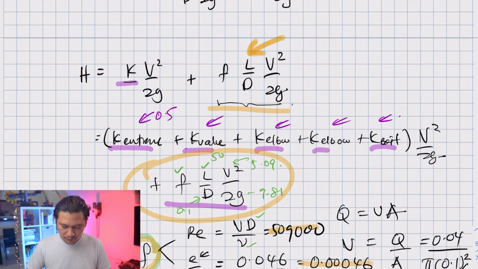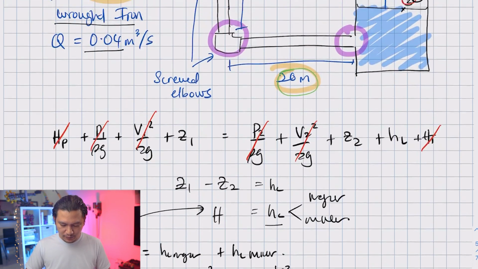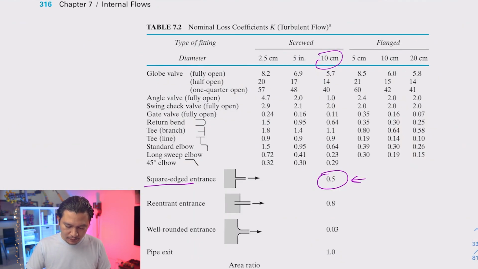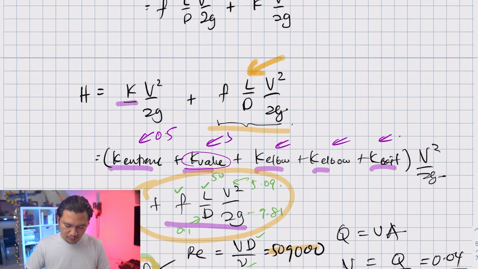What about K of the valve? For the valve, it is here, and the valve is a screwed globe valve fully open. Let's take a look at the table again. For a screwed globe valve fully open, with a pipe diameter of 10 centimeter or 100 millimeter, our K value should be 5.7, and let's write that in our note. So K valve is 5.7.